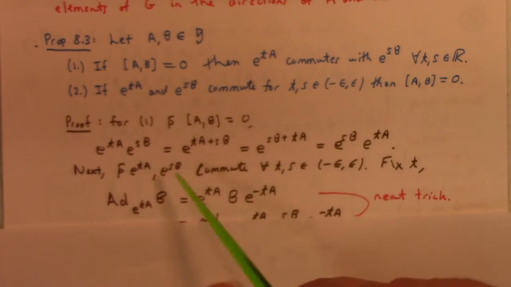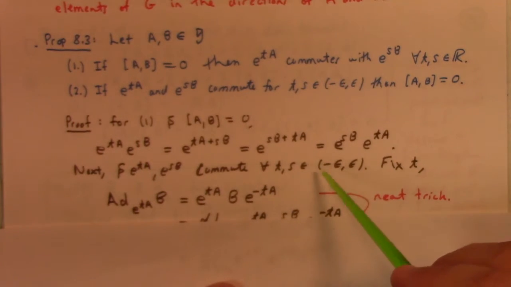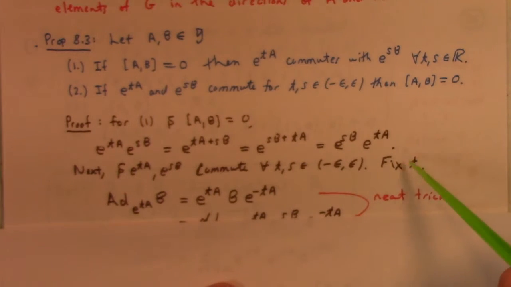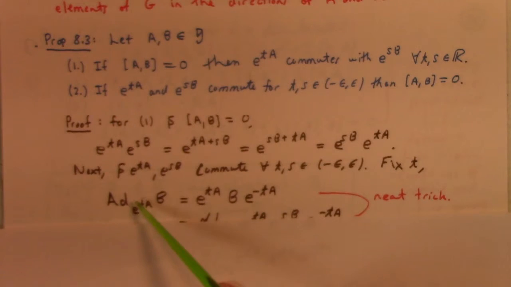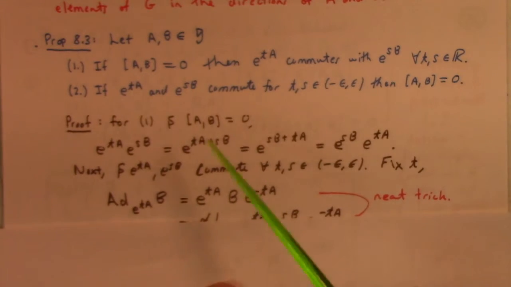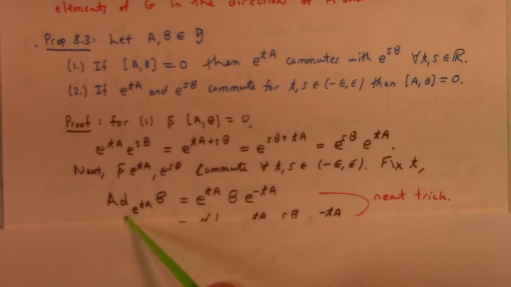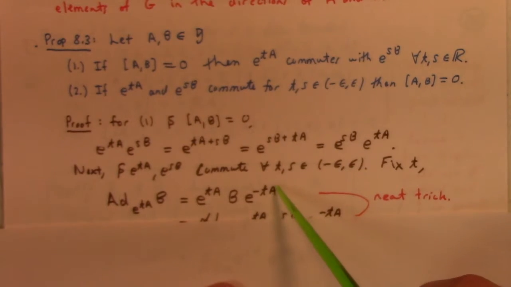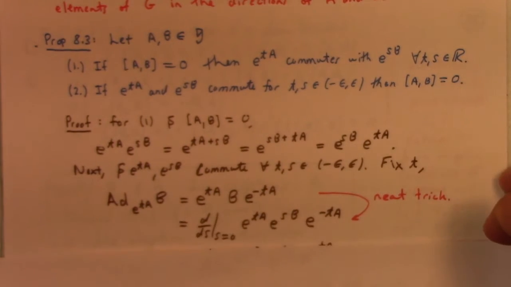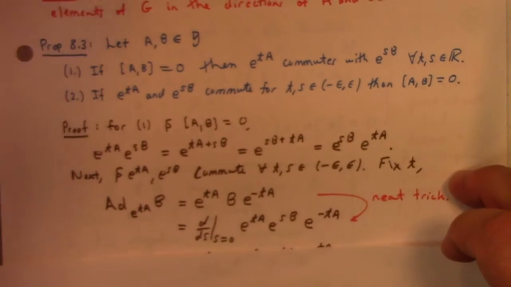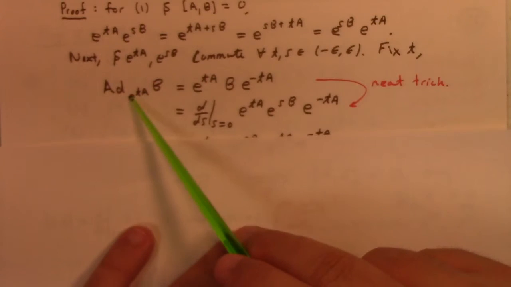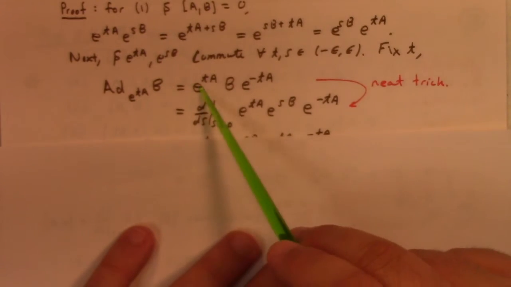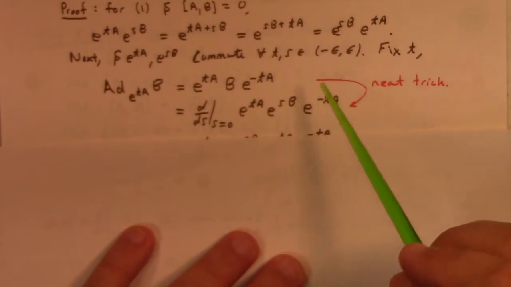Conversely, if I have that these commute for all t and s in some little interval, I can fix some time t, and I can look at the adjoint in the e to the TA direction, adjoint sub e to the TA of B. By definition, that of course is e to the TA, B, e to the minus TA, because that's the inverse of this, right? And let me scoot it up here a bit. So this is the adjoint. So here's like the G, B, G inverse, all right?